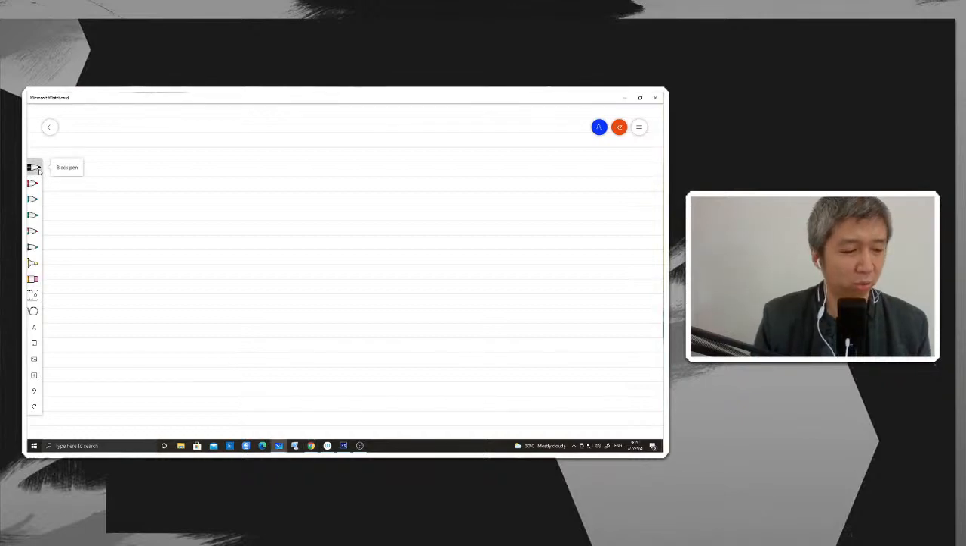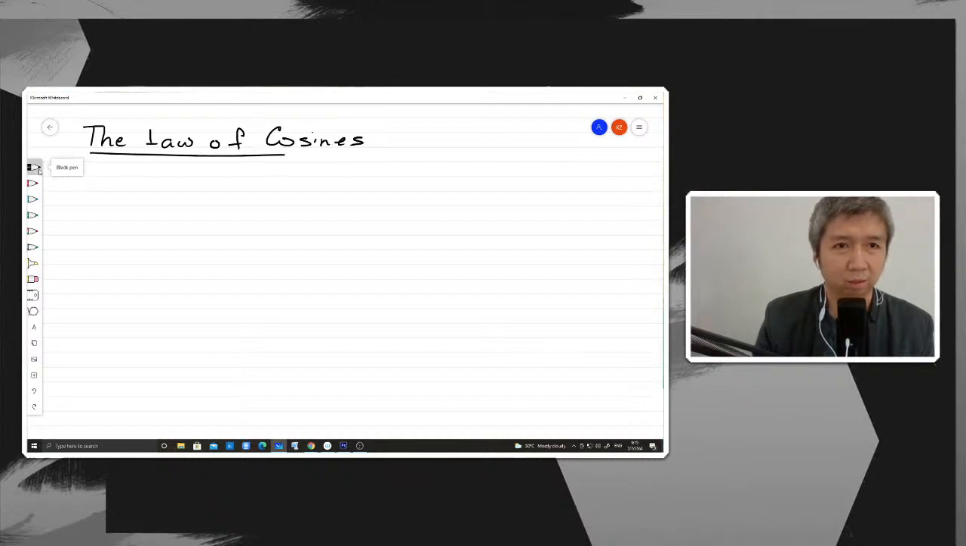So last week we discussed the law of sines. I hope that you fully understand the law of sines. Now let us move on to the law of cosines. Don't worry, this will be the last topic for trigonometry. Okay, the law of cosines. So here are the formulas.